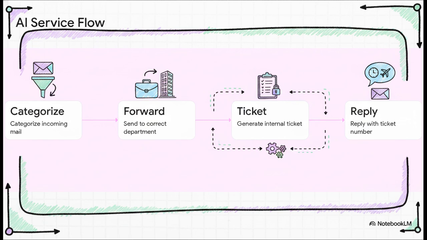Take a standard 4-step customer service flow, for example. Step 1, the AI categorizes the incoming mail based on intent. Step 2, it forwards it to the precise department. Step 3, it goes ahead and generates an internal tracking ticket. And Step 4, it automatically replies back to the customer with their ticket number. What used to require a whole team of humans manually reading and sorting is now just a fully automated dynamic pipeline. How cool is that?